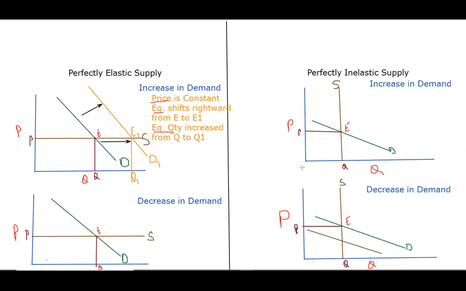The demand is decreased. Now your equilibrium point will be changed. This is going to be E1. Quantity is going to remain the same, but the equilibrium price is going to change. This is going to be now P1, right?